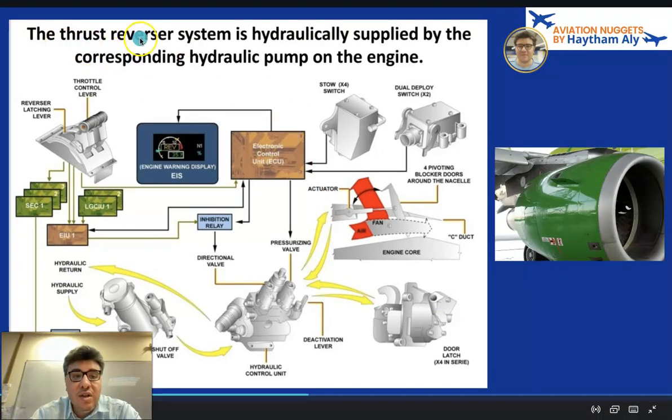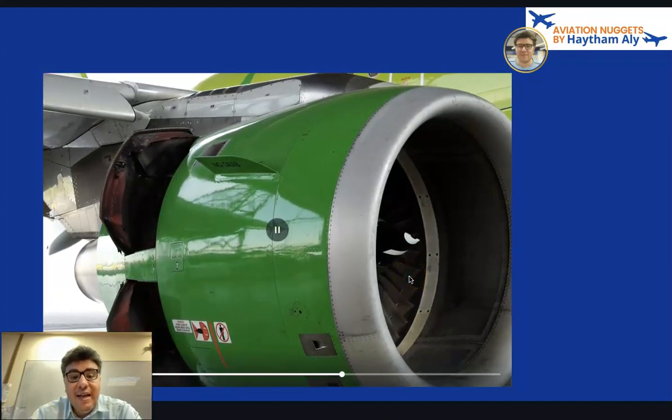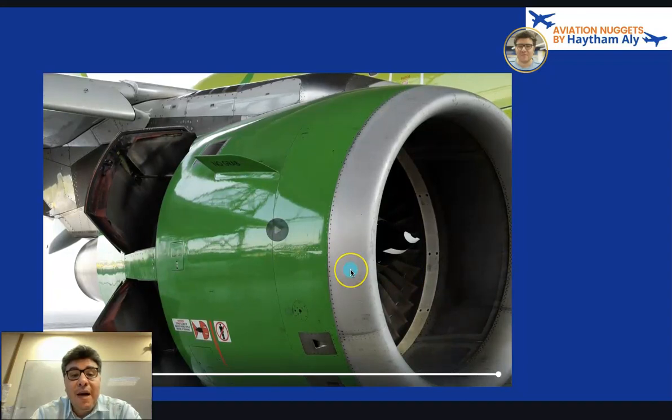Okay, so the thrust reverser system is hydraulically supplied by the corresponding hydraulic pump on the engine. So engine number 1 is powered by the green hydraulic system EDP. And engine number 2 is powered by the yellow hydraulic system engine-driven pump.